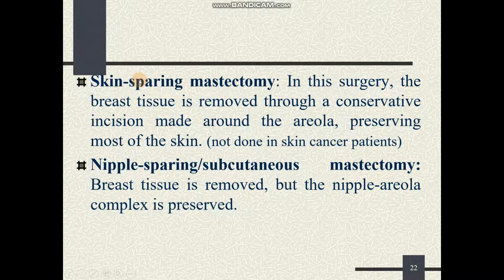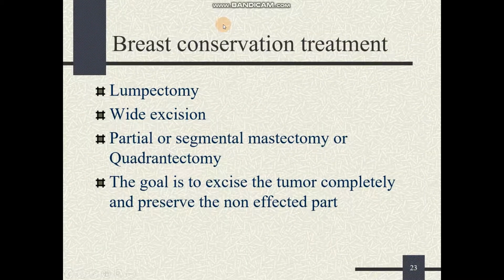Other surgeries are skin sparing mastectomy. Here, the breast tissue is removed through a small opening, and we will preserve most of the skin. It is not done in a patient with skin cancer. Okay. Nipple sparing or subcutaneous mastectomy. Here the breast tissue is removed, but the nipple areolar complex is preserved. That can also be done.